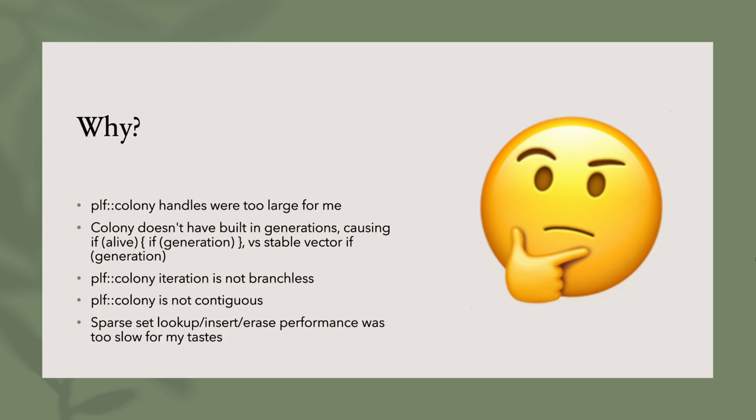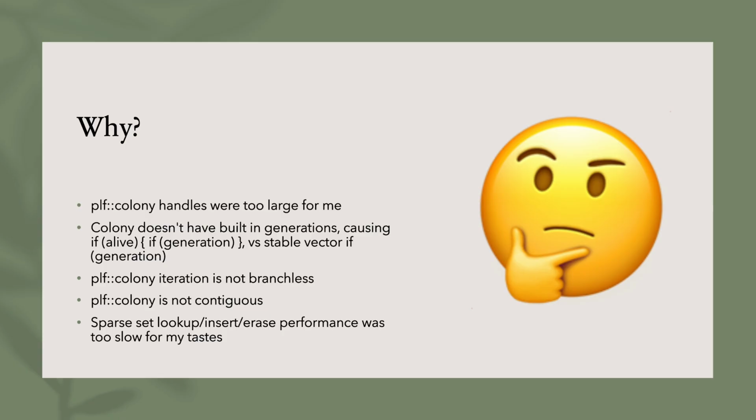All right, why did I invent this? Well, Colony returned handles that were too large for me, and it doesn't have built-in generations. So why would you have a stable container that other entities are going to store handles back into, and this container doesn't have generations? You're going to need to do an if alive, if generation check on Colony. But for me, you can just do an if generation check. So you're going to save one if on lookup versus Colony.